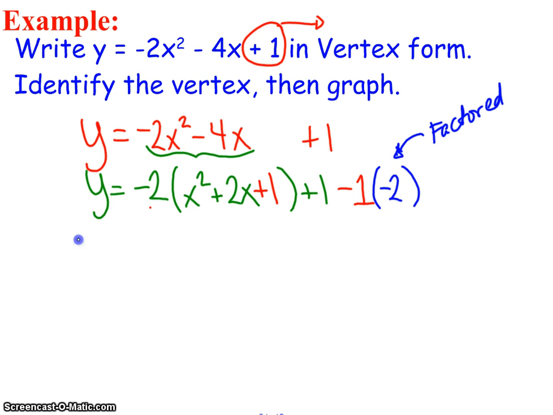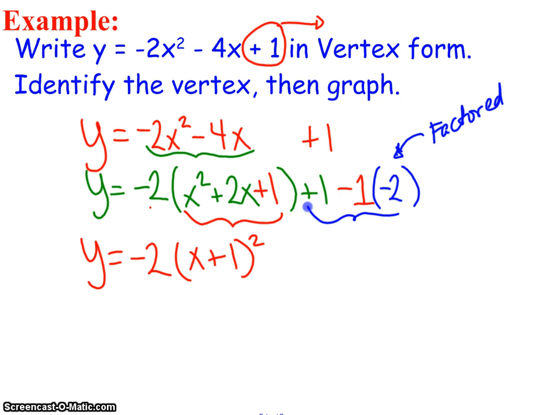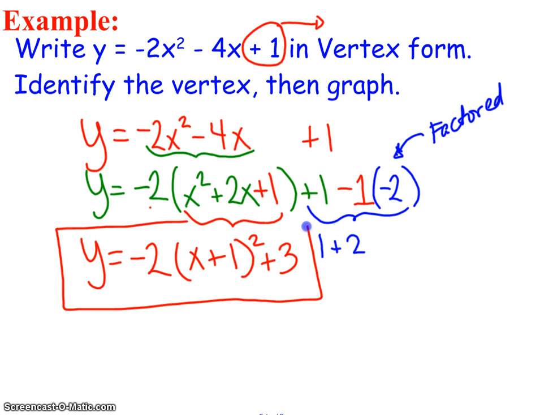So now we have y equals negative 2. Rewrite this as a binomial square, which is x plus 1. And then you need to simplify this by multiplying negative 1 times negative 2, which is 2. 1 plus 2 gives you 3, plus 3. And that's your equation in vertex form.